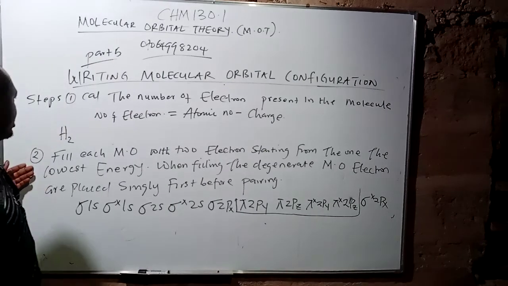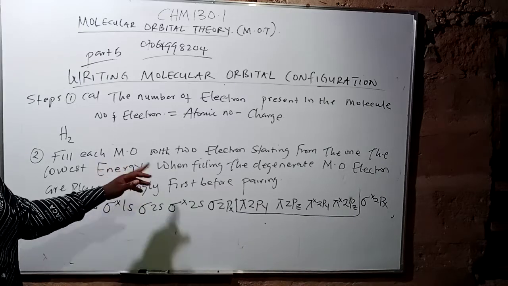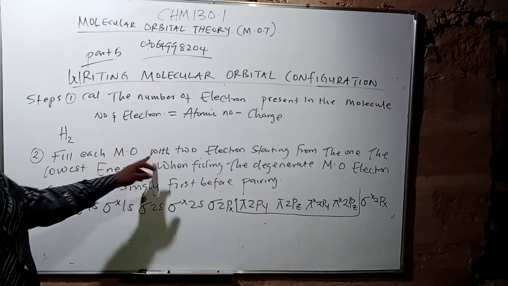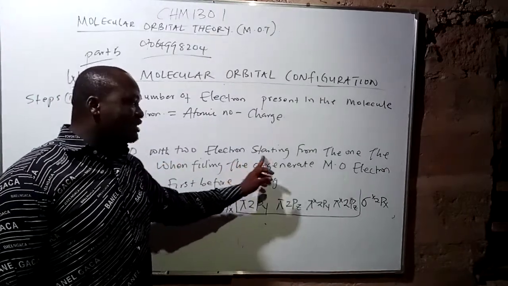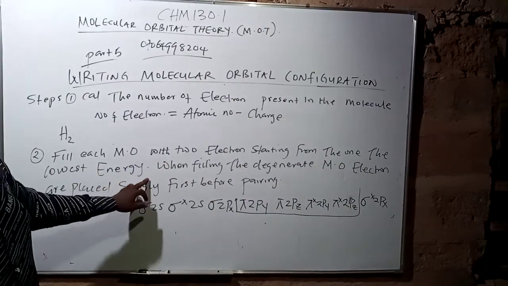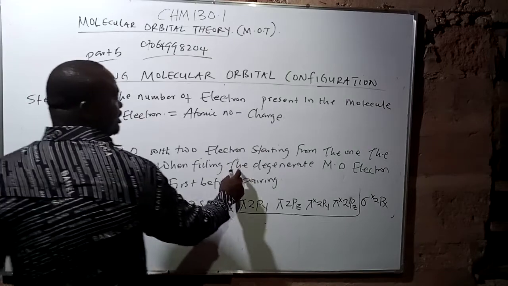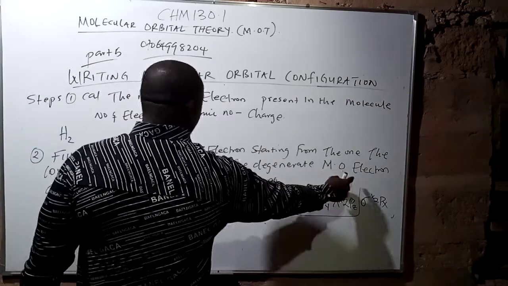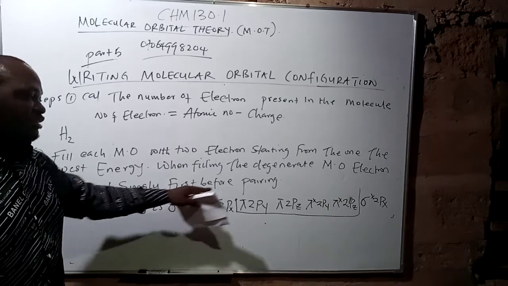Now, the second step is to fill each molecular orbital. Whenever you see this capital M, I'm talking about molecular orbital. Fill each molecular orbital with 2 electrons, starting from the one of the lowest energy level. Now, when filling the degenerate molecular orbitals, electrons are placed singly first before pairing.